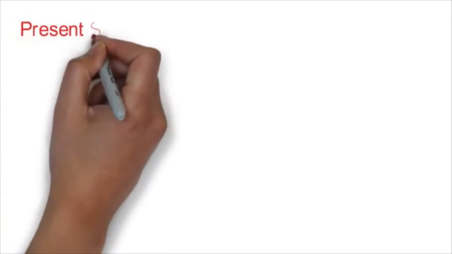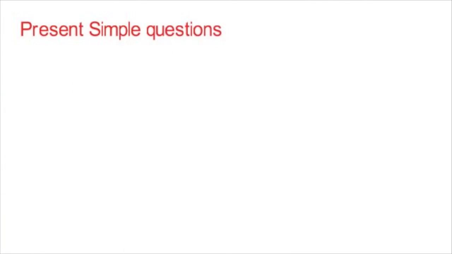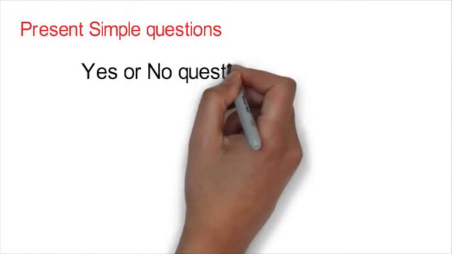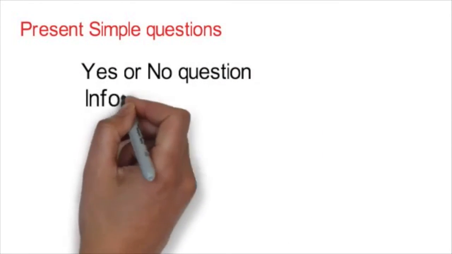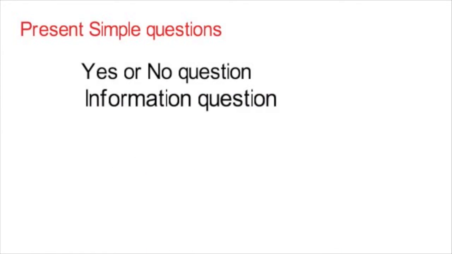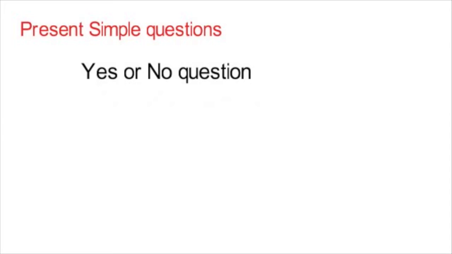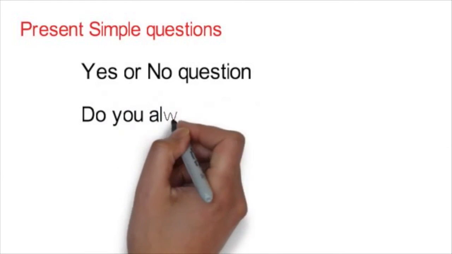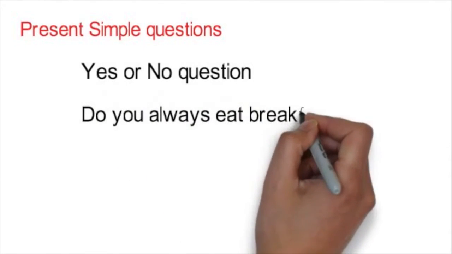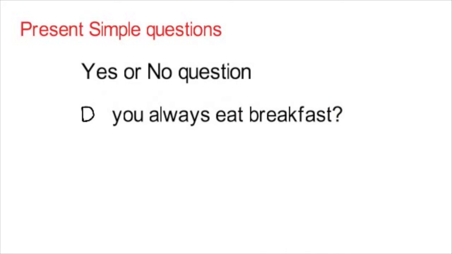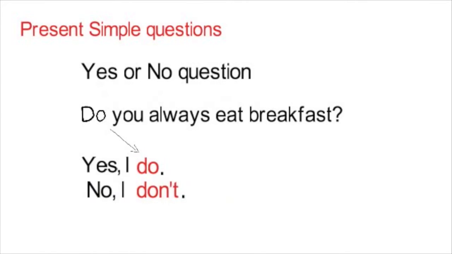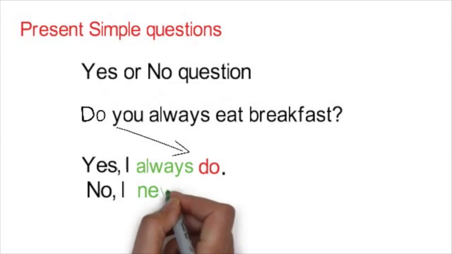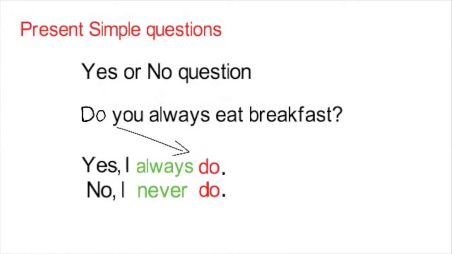Now, to make present simple questions, you need to decide if the question is a yes or no question, or if it's an information question. Yes or no questions usually have yes or no in the answer. For example, with the question, "Do you always eat breakfast?" The answer would be, "Yes, I do," or "No, I don't." You can also answer with always or never. So you can say, "Yes, I always do," or "No, I never do."